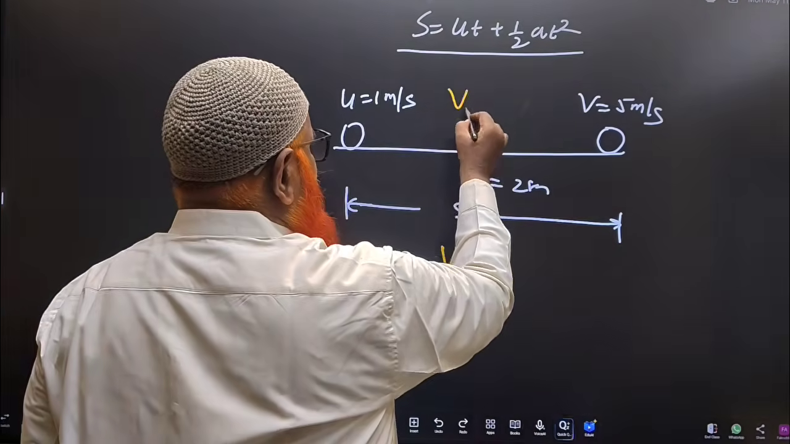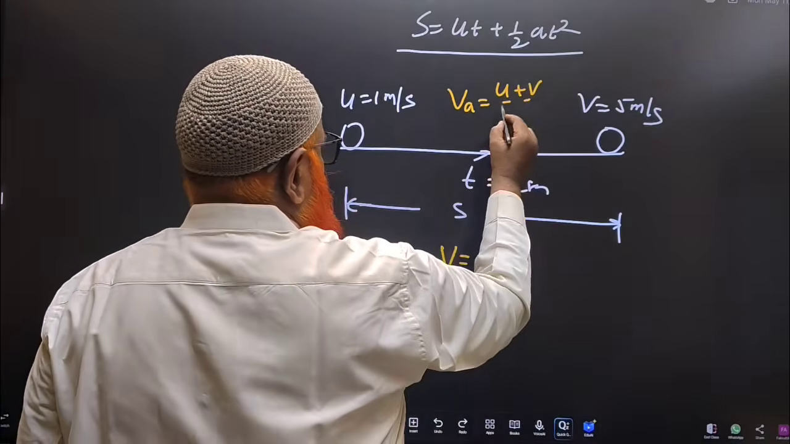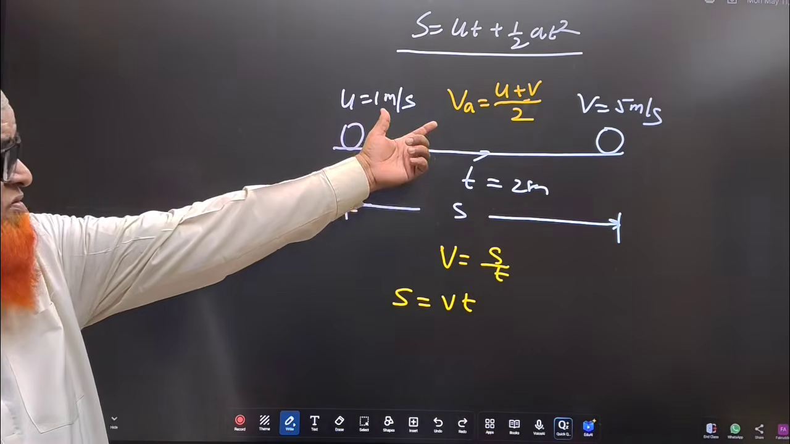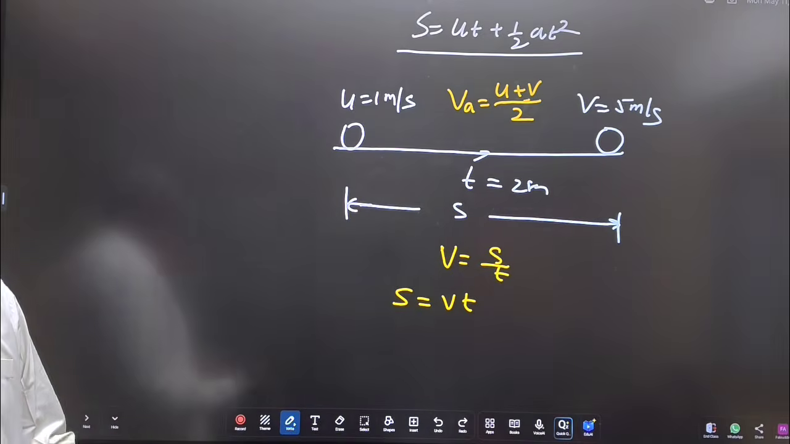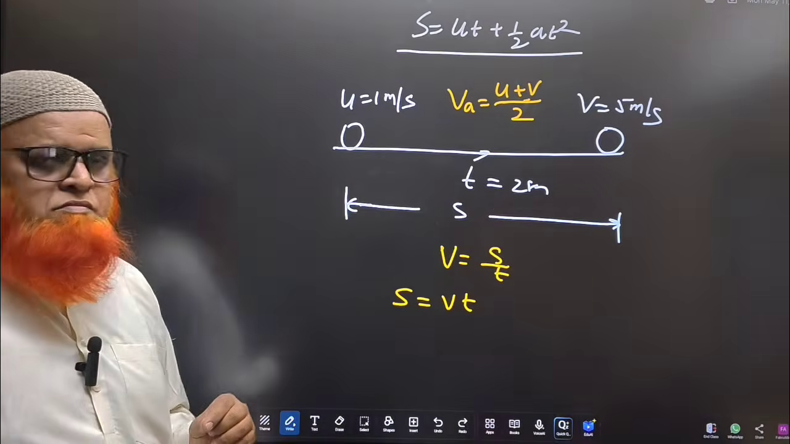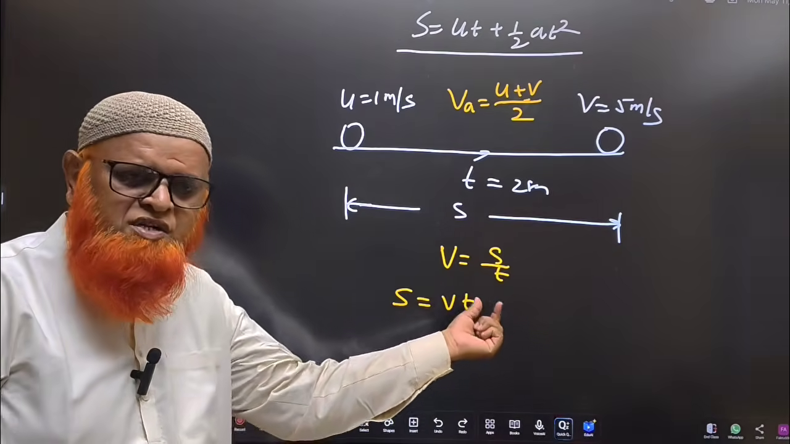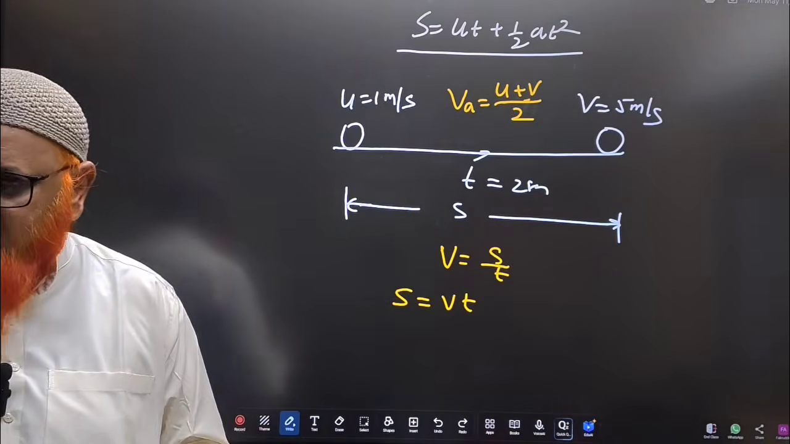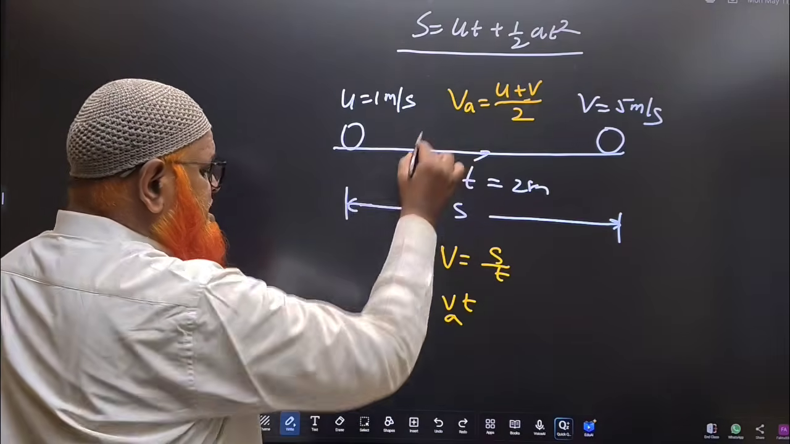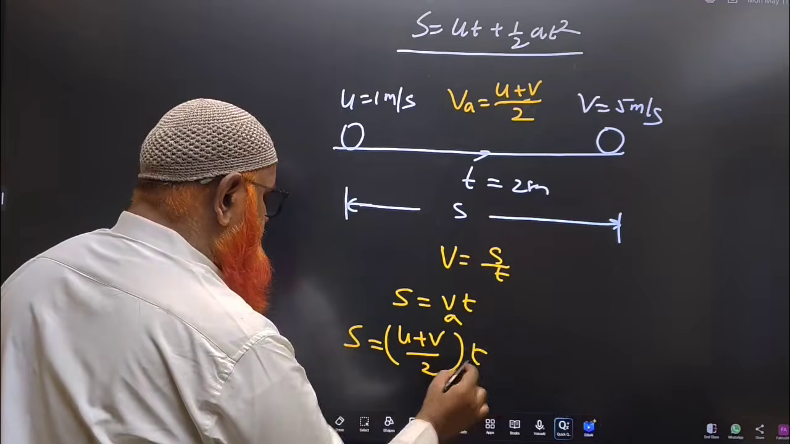So we need to consider the average, which is initial plus final by 2. Average is nothing but the sum of the velocities by the number of velocities, isn't it? So V average is nothing but U plus V by 2. Okay. So here also, if velocity is uniform, the simple formula is displacement is constant velocity into time. But velocity is not constant, so you have to consider the average. So you just write average velocity into time. S is equal to (U plus V) by 2 into T. Hope you are understanding now.